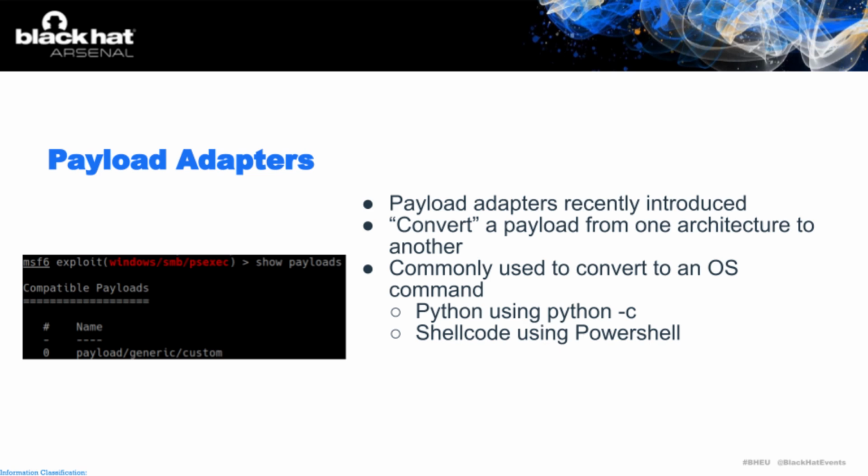Typically, this would be the shellcode architecture. So if it's a 32-bit payload, it's typically going to be x86 shellcode. 64-bit, it'll be AMD64, but of course we also support MIPS shellcode along with a couple other architectures. Metasploit also considers OS command to be an architecture.